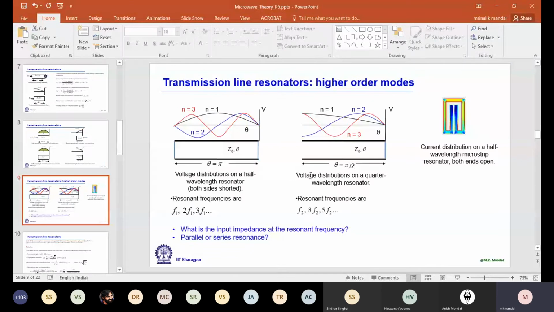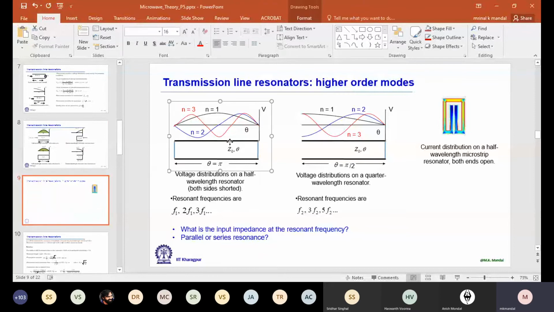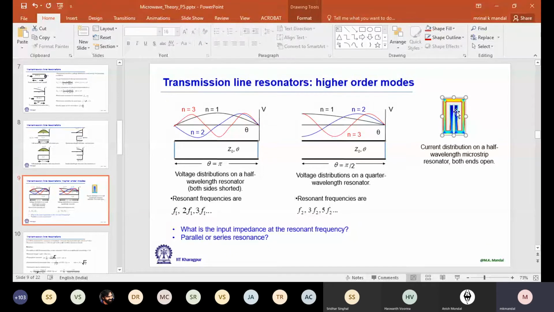Here I am showing the different modes which we already discussed. On the left hand side it is a half wavelength resonator, and we have all the harmonics. On the right hand side it is a quarter wavelength resonator, one end shorted, one end open circuited, and we have only the odd harmonics. Now in microstrip line, how will a half wavelength resonator look? It's simply a straight line of length lambda g by 2. Now for miniaturization, sometimes we use different shapes.